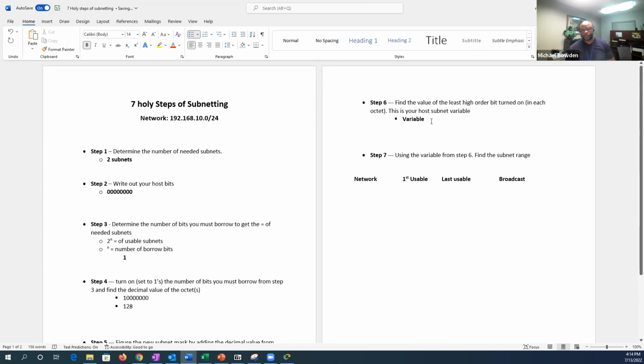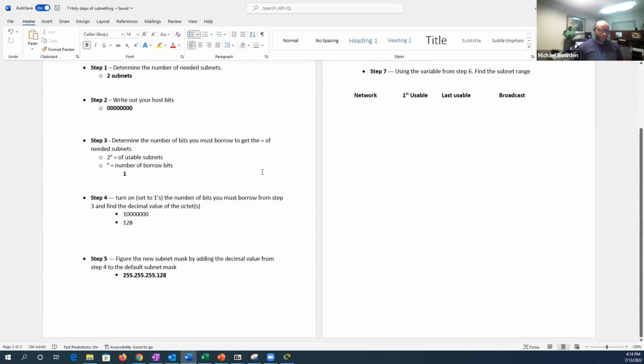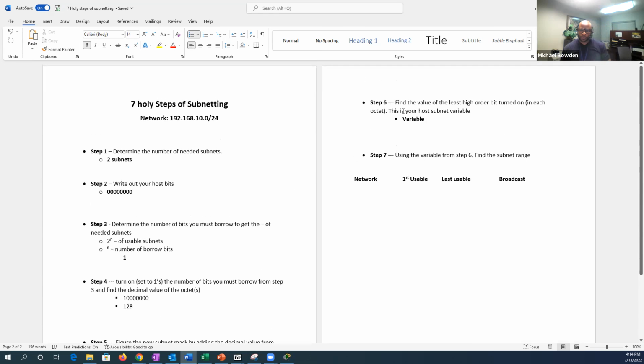So step 6, you want to find the value of the least high order bit turned on in each octet. And this is going to be your host subnet variable. So to find our variable, we only borrowed 1 bit. So we turned on 1 bit. And we already know the decimal equivalent to that is 128. So that's going to be our value, our variable. And also you may hear it referred to as your magic number in the curriculum that they go by and show you the way of doing it with the magic number, but your magic number and your variable is interchangeable. So that means the same.